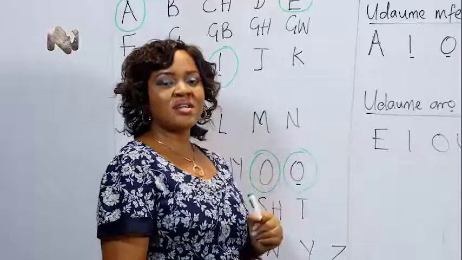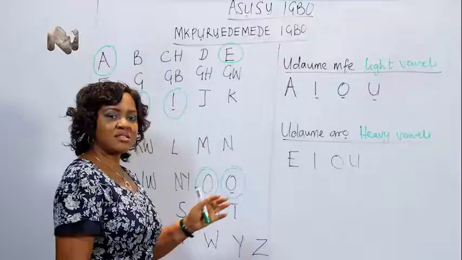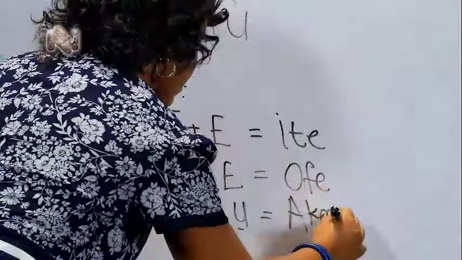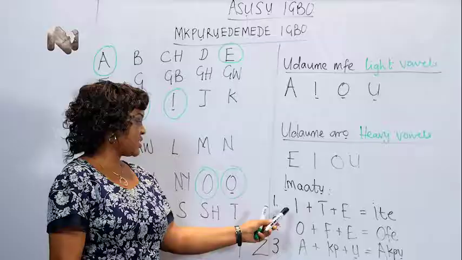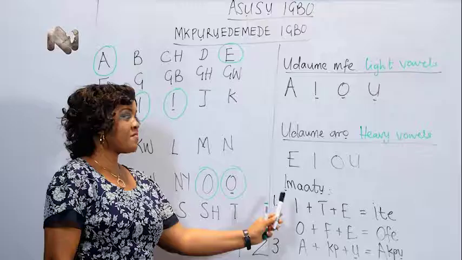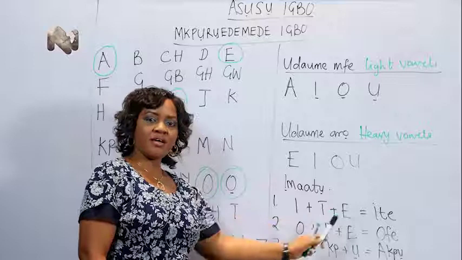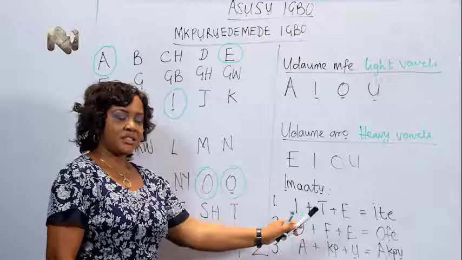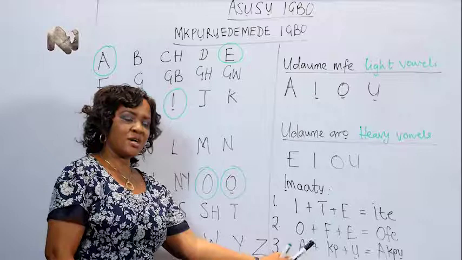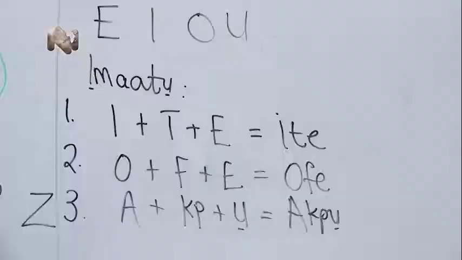Let's look at the board for another example. Looking at the example on the board, you can see that for the first one, I picked two vowels from the heavy vowels, the E and E, to form a word. The second one I picked from heavy vowels too, but looking at the third one, you can see I picked from light vowels. So I'm going to give you an assignment now. I will list out words. You help me separate the ones with heavy vowels and the ones with light vowels. I'll be right back.